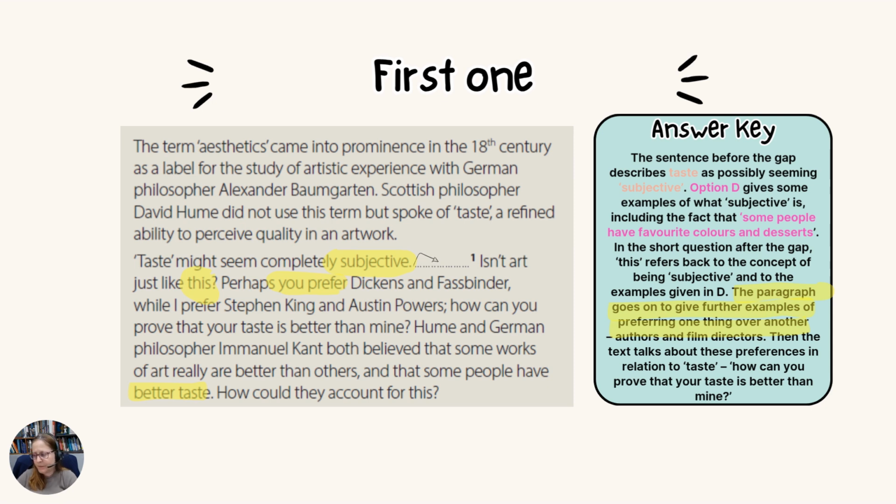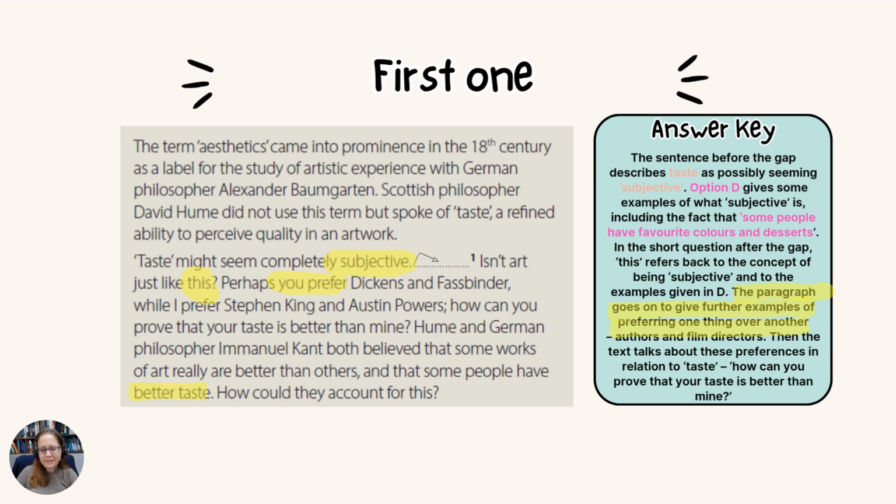Okay, so we're going to see the first one. It says, the term aesthetics came into prominence in the 18th century as an artistic experience with German philosopher Alexander Baumgarten. We'll see that this text is talking about philosophers, so we think the register is high. We think it's like an academic text, but not quite, so we need to be careful. Then they're talking about David Hume, and he talked about the word taste. This is the first clue. It's a refined ability to perceive quality in an artwork.